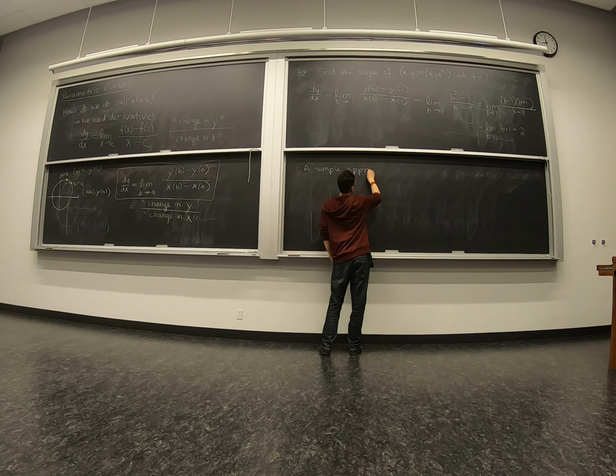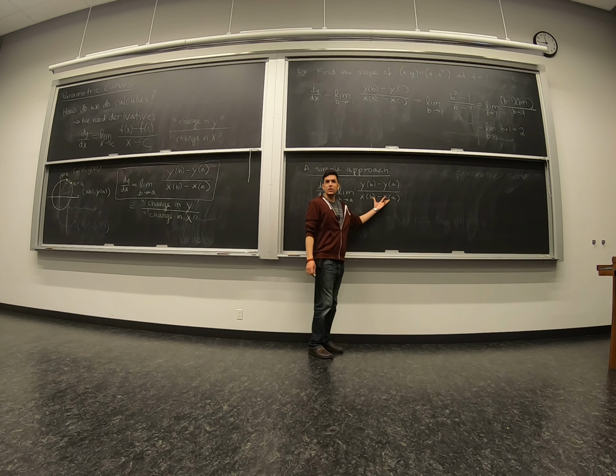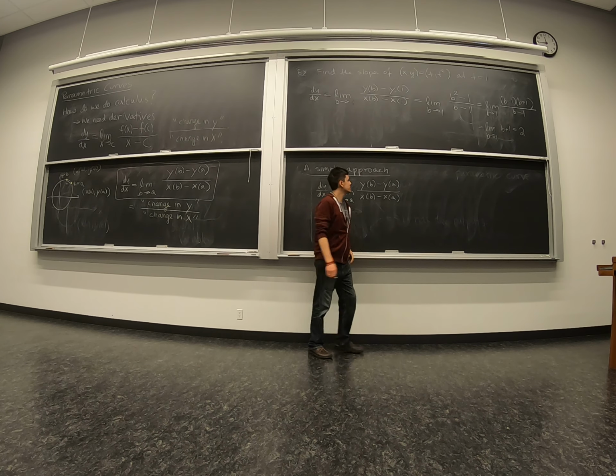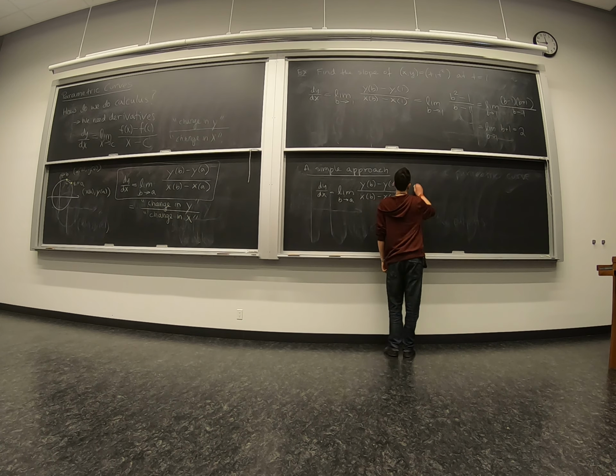So this looks an awful lot like the definition of a derivative, right? The thing that we're missing though is this denominator. We would need some b minus a to appear to make this into a usual derivative. So we can introduce that.